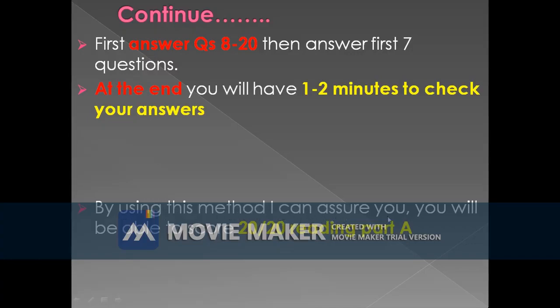By using this method, I can assure you, you will be able to score 20 out of 20 in reading part A, which is very important for your reading subtest. If you score 20 out of 20 in part A, then you will have to score just 10 from part B and part C, and you will definitely pass your reading exam.